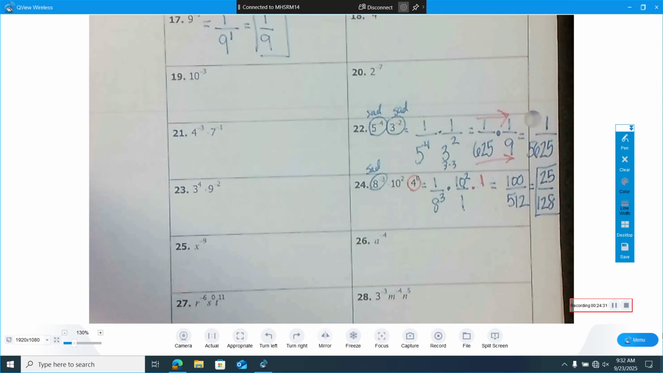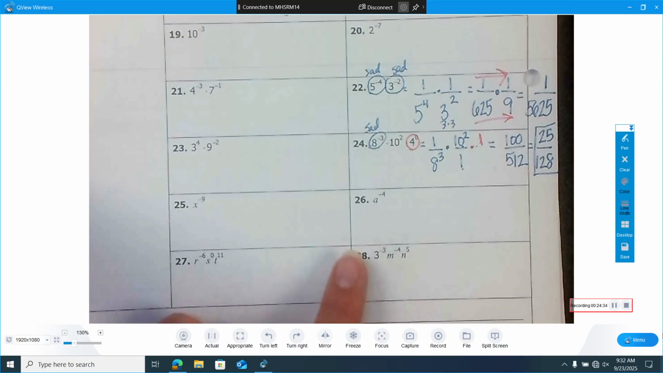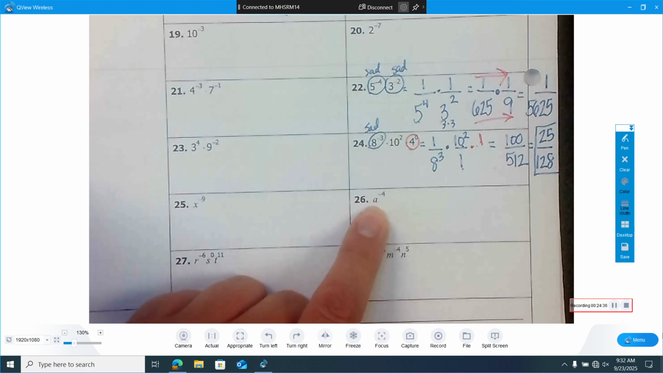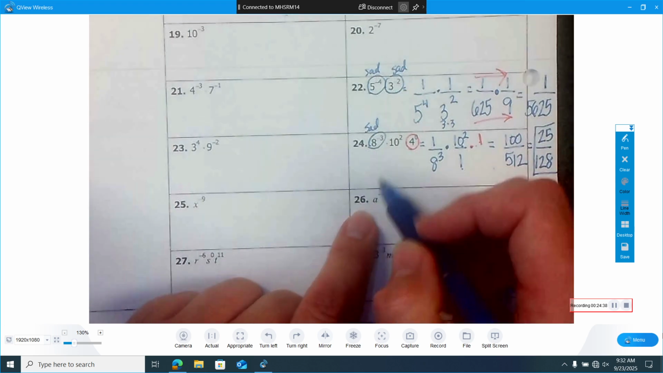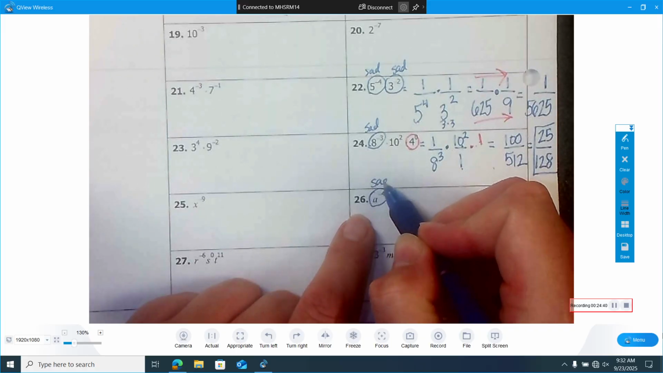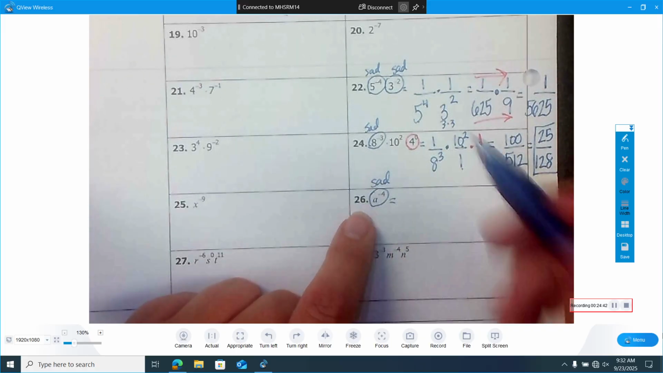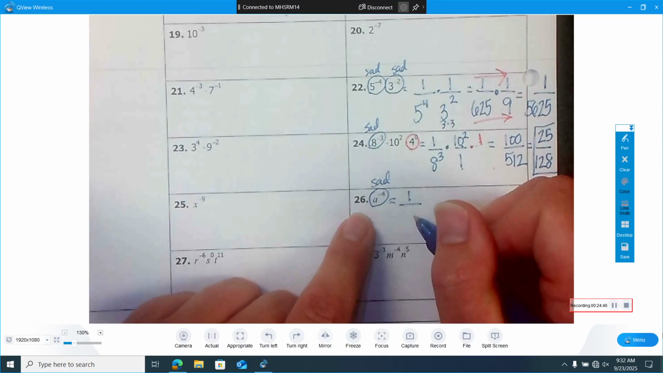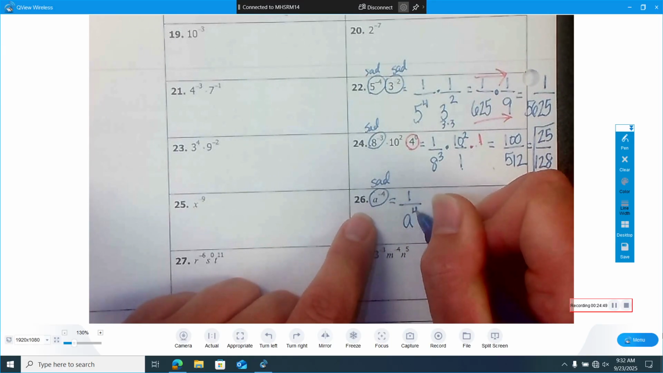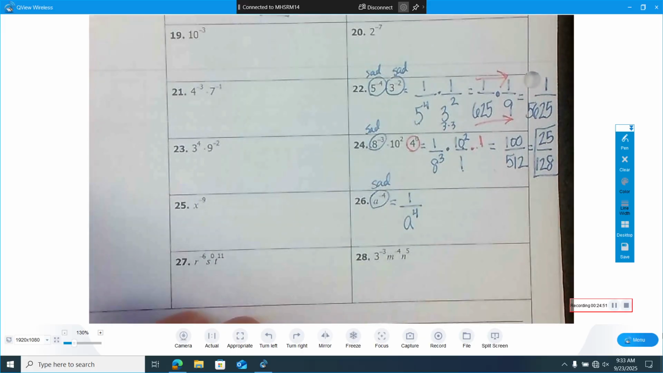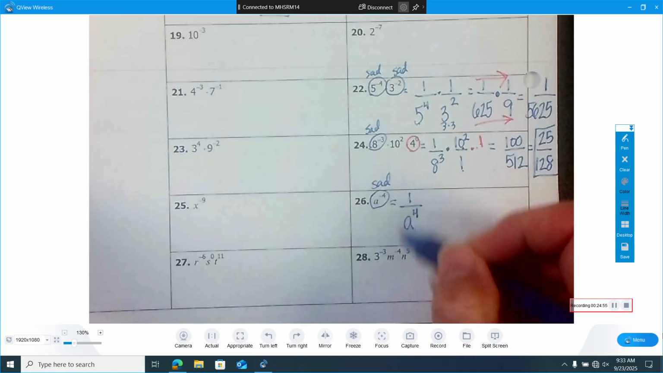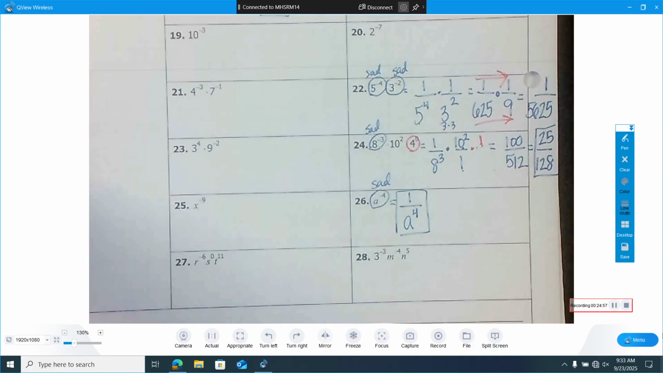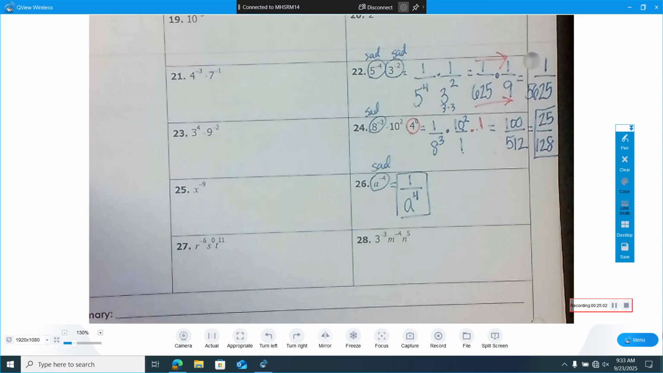Questions so far? 2 more. We're almost done here. A to the negative 4. Happy or sad? Sad. So we want to go downstairs to a denominator. It's going to become 1 over what? A to the positive 4. Very good. It moves. It's now a positive exponent. And this cannot be evaluated any further. That's all done. Okay? All right, let's look at 28.